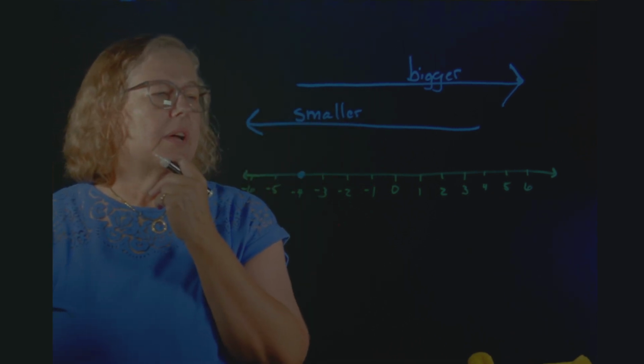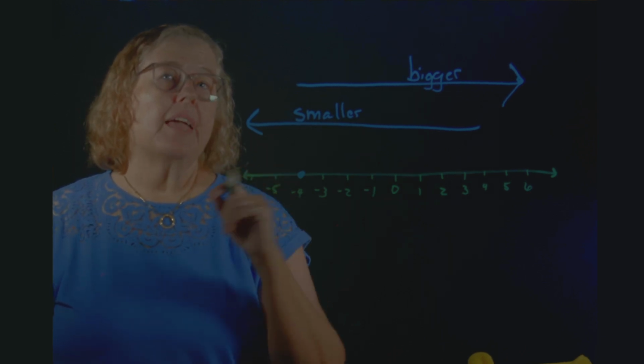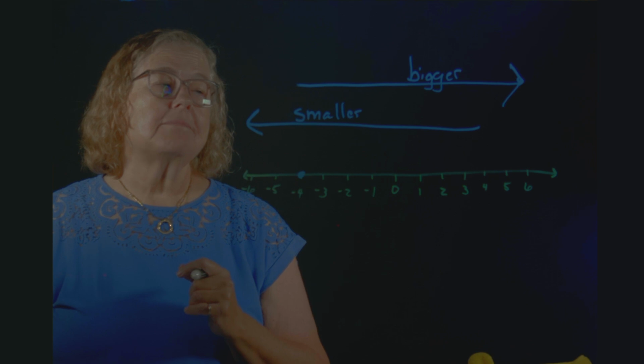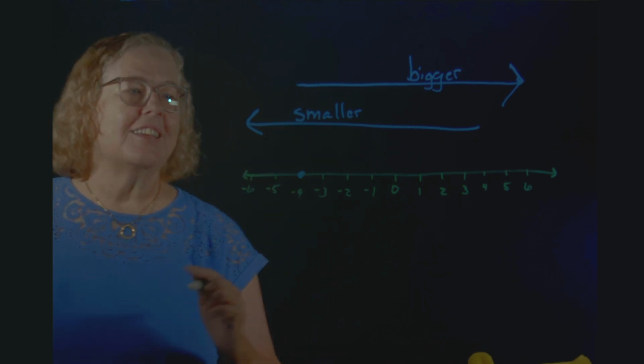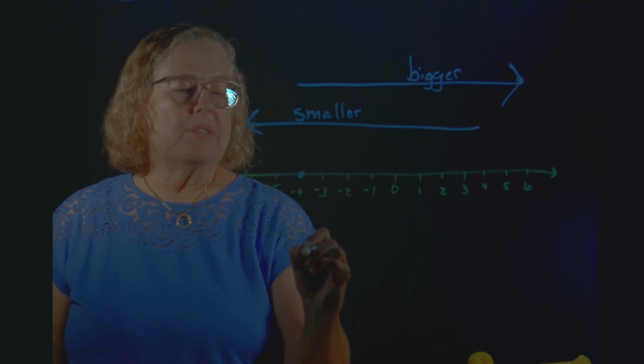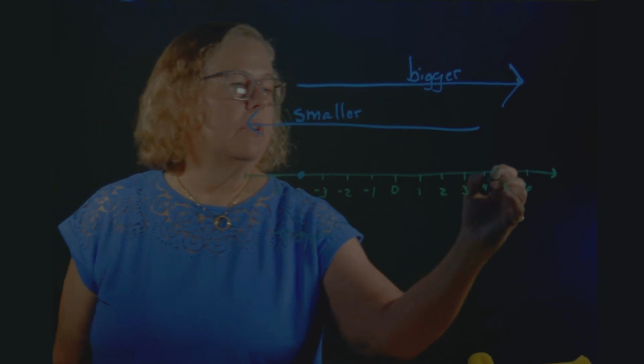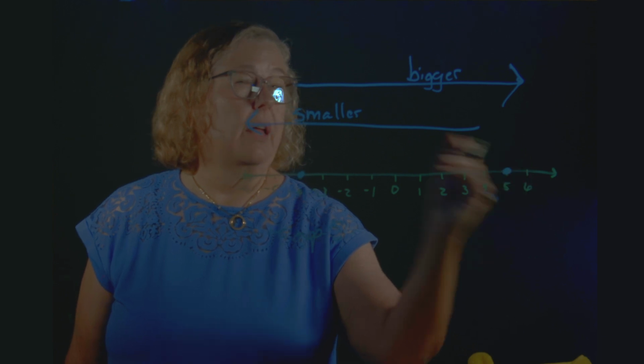Let's see if I can trick you this time. Would you please graph the opposite of -5? Oh, I didn't get you, did I? You said, well, if I have -5, the opposite is going to be what? It's going to be a +5. Good job. We're going to learn some notation about that here pretty soon.